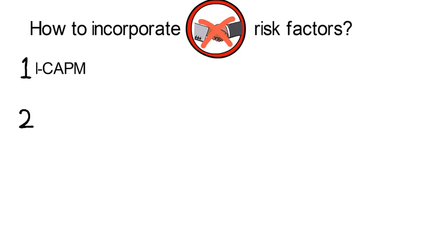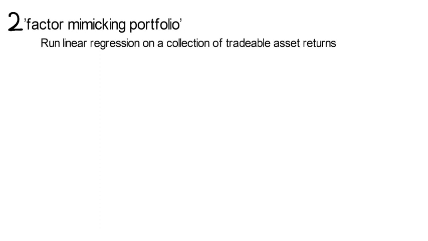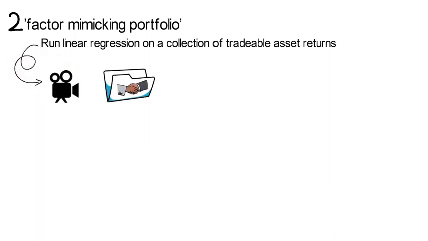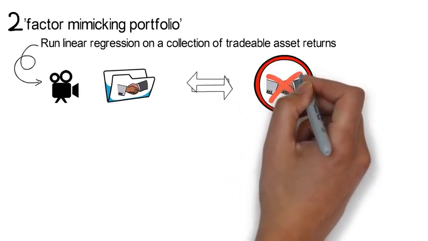Now, for all other cases, you are left with finding a tradable factor mimicking portfolio. So that would be the second approach, and use that if the I-CAPM storyline doesn't work. So practically speaking, for a factor mimicking portfolio, you will run a linear regression of your non-tradable risk factor on a bunch of tradable asset returns. The resulting projection coincides with a tradable portfolio, and that portfolio has maximum correlation with the non-tradable risk factor.